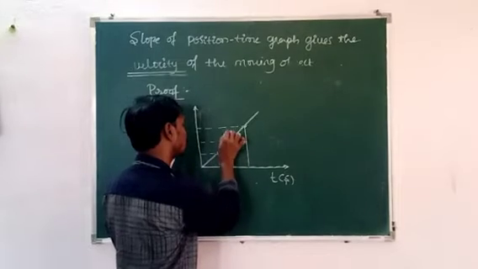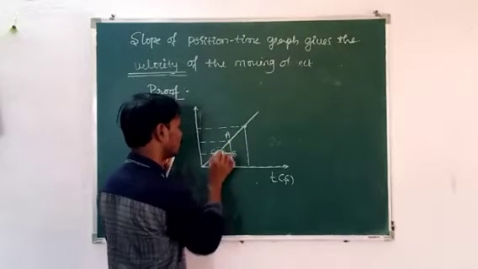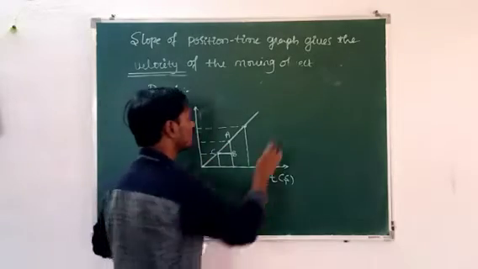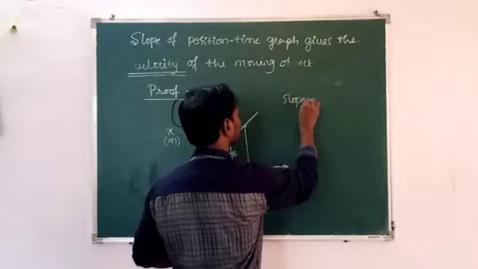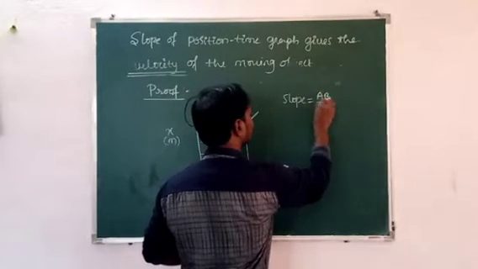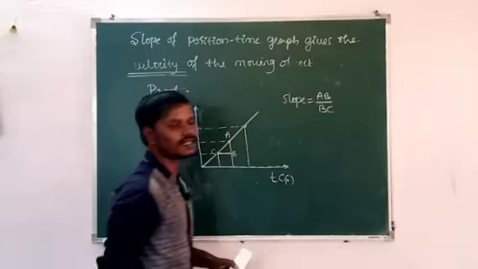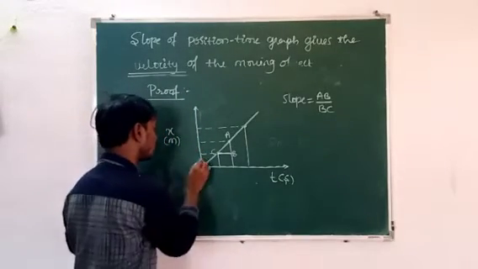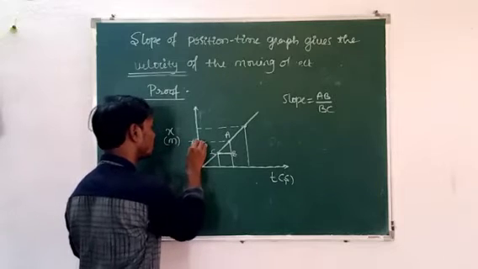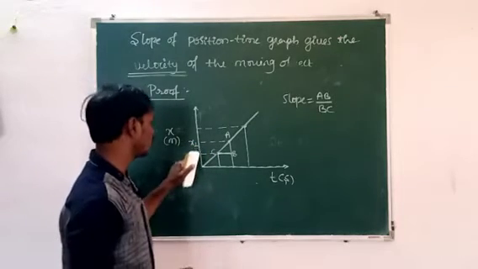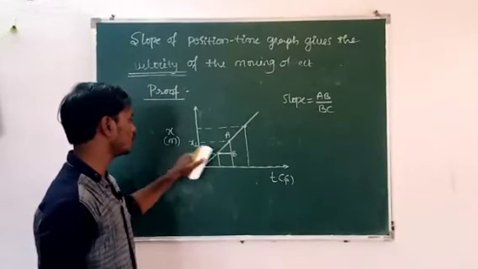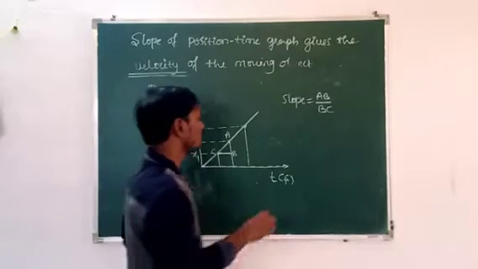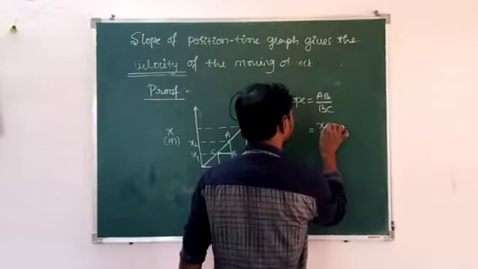This slope is AB by BC. Then slope is equal to AB divided by BC. Slope is nothing but tan here. Tan is nothing but opposite side divided by adjacent side. So let us take x1 and x2. A is at x2, B is at x1, along which axis? Y axis. That means we are going to write x2 minus x1.